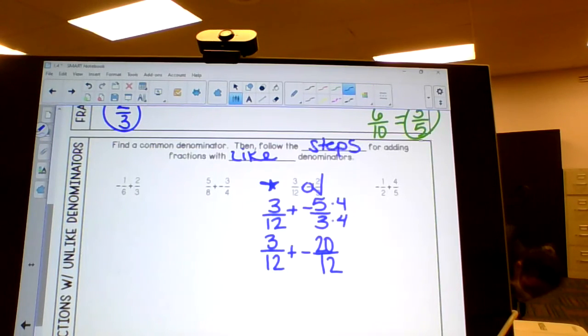And then it's just like the other ones. Is this one same or different signs? Different, so different sign. Subtract. So 20 minus 3 is 17. Keep the sign of the larger number. 20's bigger, it's negative. So negative 17 12ths, which does not reduce.